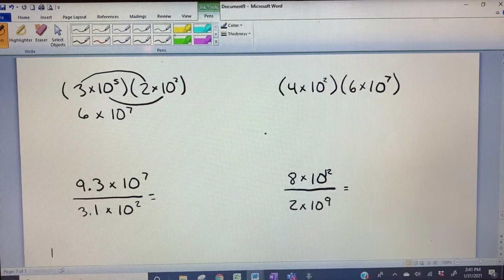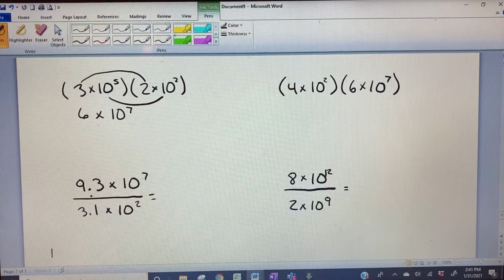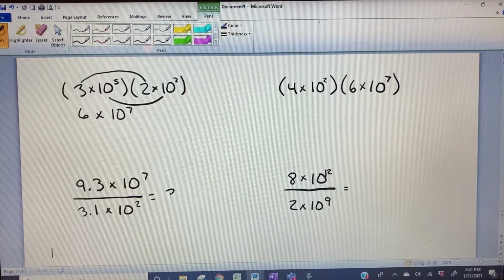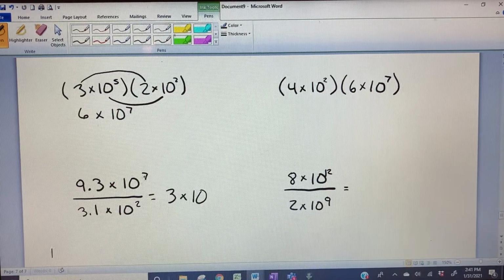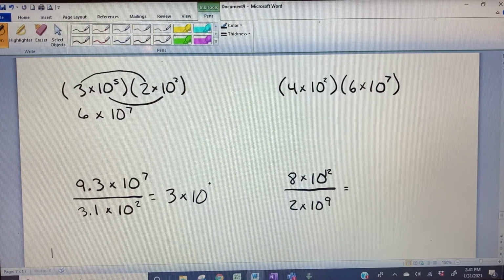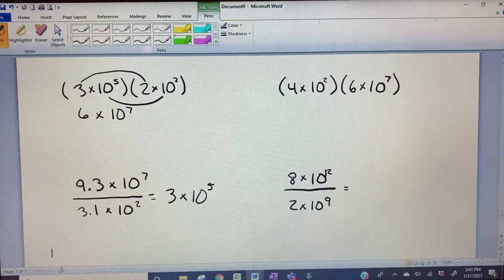I'm going to come down here to division now because these are actually very similar. Again, we're going to divide our regular numbers together. 9.3 divided by 3.1 is actually 3. And now we're going to divide 10 to the 7th divided by 10 to the 2nd. Keep your 10, subtract your exponents. 7 minus 2 is 5.